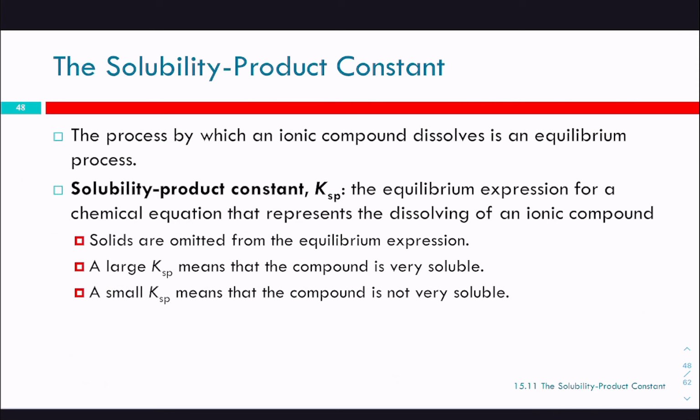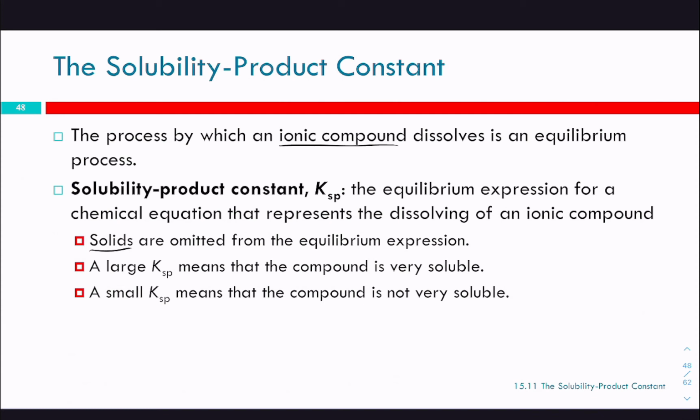So the process by which an ionic compound, so that's a metal plus a nonmetal, dissolves is an equilibrium process. So how much of that actually dissolves is dependent on the equilibrium expression for it. We call this a special case of the equilibrium expression, the solubility product constant. So it's the equilibrium for the chemical equation that represents dissolving an ionic compound. Remember, solids are omitted from the equilibrium expression.